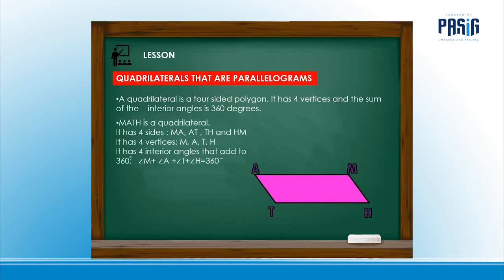In the given figure, MATH is a quadrilateral. It has four sides, namely side MA, side AT, side TH, and side HM. It has four vertices, namely vertex M, vertex A, vertex T, and vertex H. It has also four interior angles that add to 360 degrees. Angle M plus angle A plus angle T plus angle H equals 360 degrees.